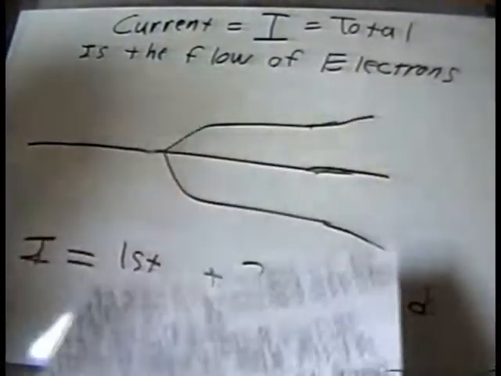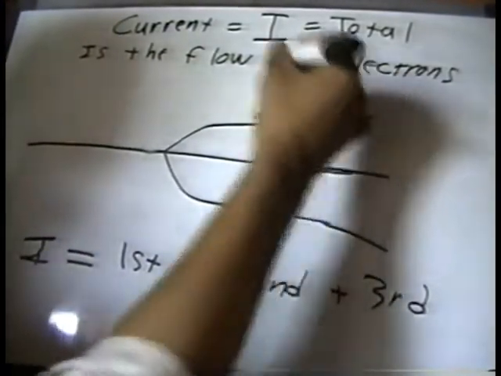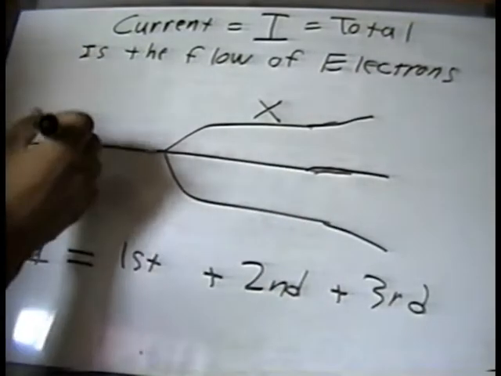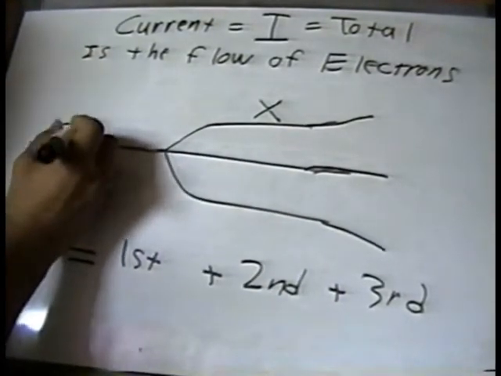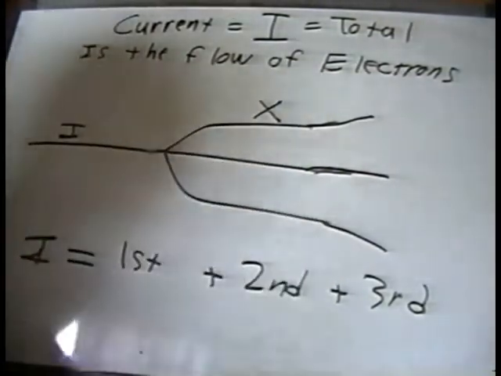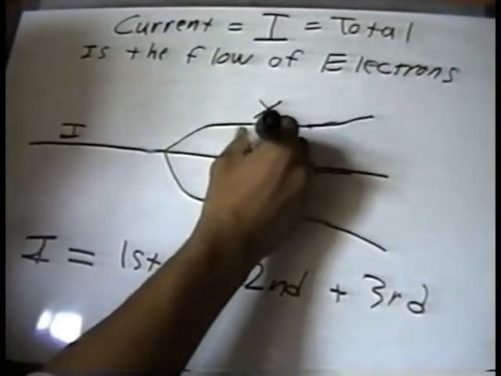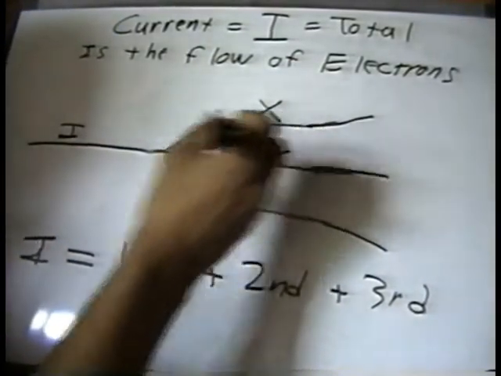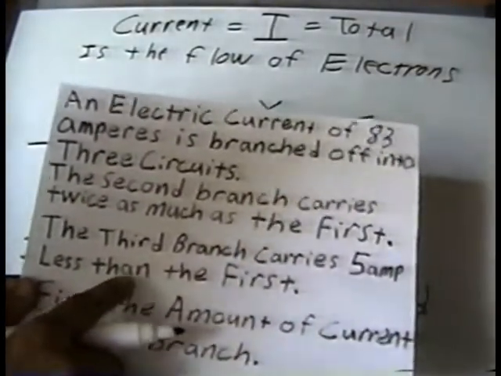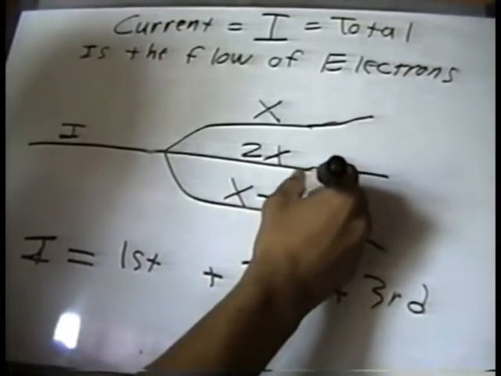Now here it says the second branch carries twice as much as the first. The third branch carries 5 amps less than the first, but it doesn't tell us how much the first is. So the first is what we mark first. The first branch, we're going to say that's X. We're going to label the first branch as the X. Okay? The first branch is X.